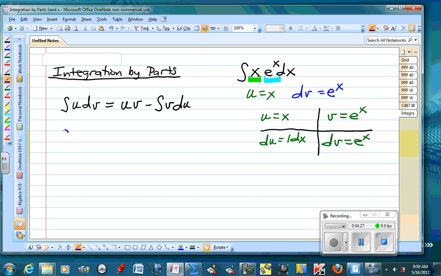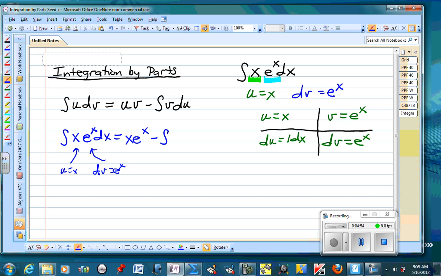We're going to say that the integral of x times e to the x dx is going to equal, now remember, we let u equal x, and we let dv equal e to the x. So let's see how we can put this together. u times v, that's going to be x times e to the x, minus the integral of v du.